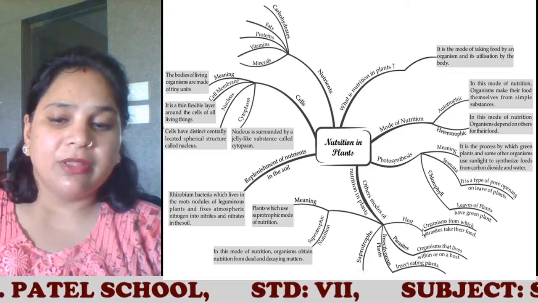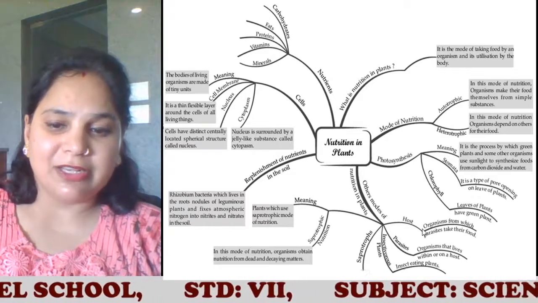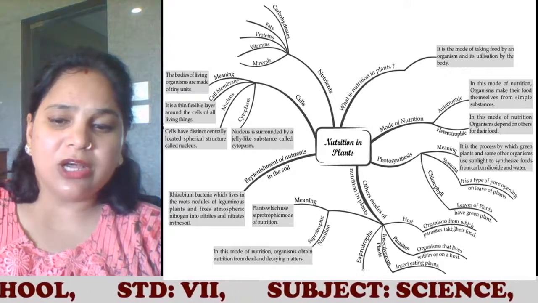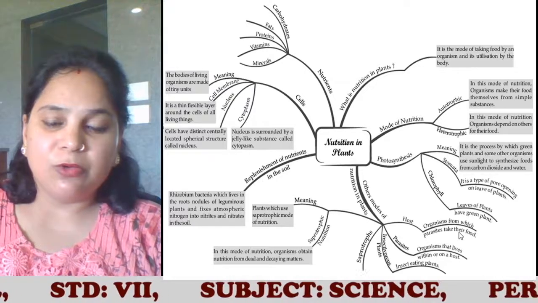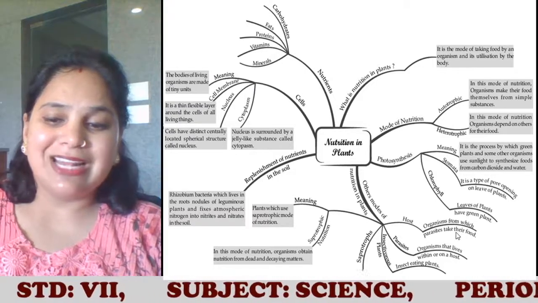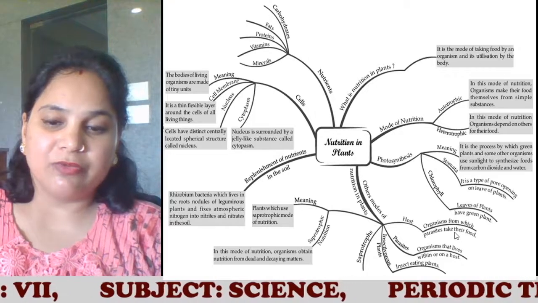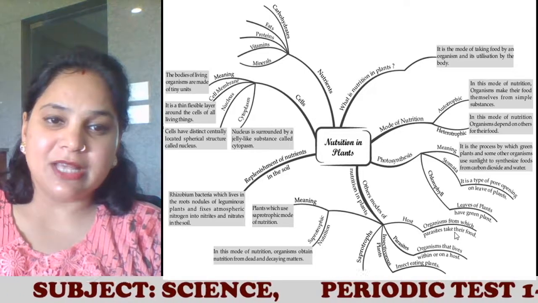First is the parasitic mode of nutrition, where we have hosts and parasites. Now, what are hosts? Hosts are the organisms from which the parasite takes its food. And who are parasites? The organisms that live within or on a host. So we are talking about the parasitic mode of nutrition. Example is Amarbel.